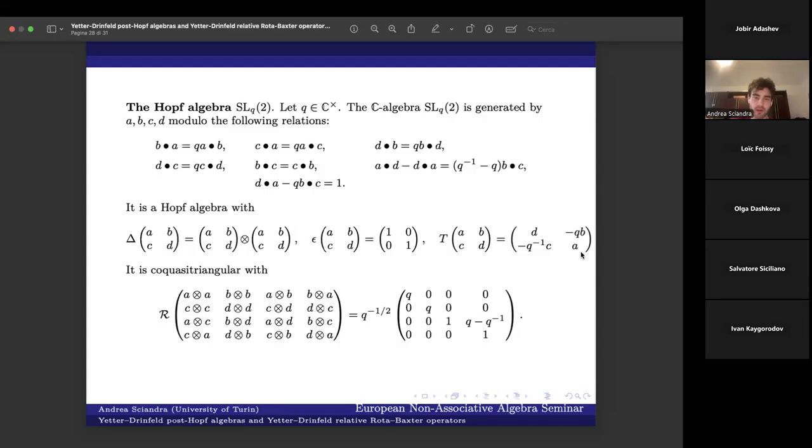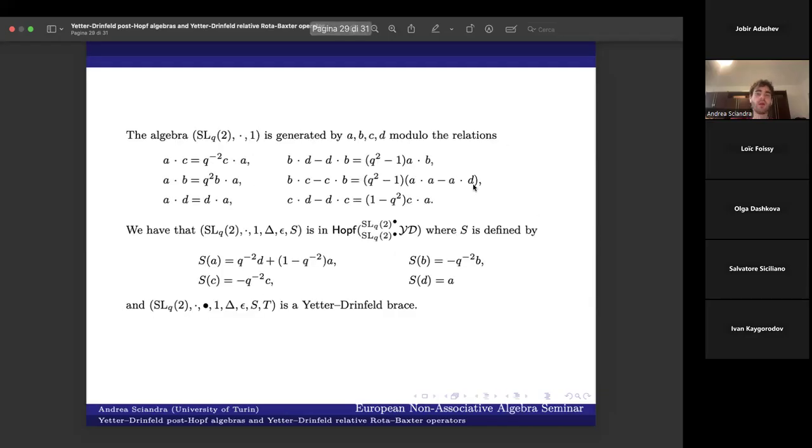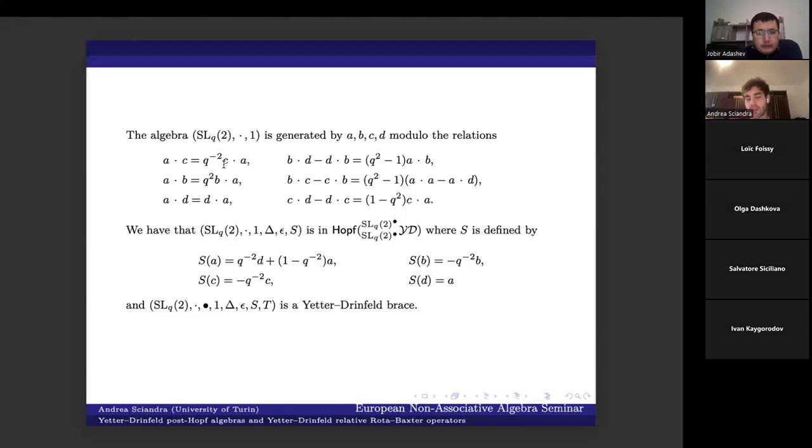And now we can define, in fact, a new product. We have a new algebra generated by A, B, C, D with this new relation here. So again, we have some deformed commutativity condition. Instead of having q, we have q to minus 2 or q squared. And you can see that in this case, A and D commute. While for BD and BC, we have a more strange relation with respect to the one that we have before.